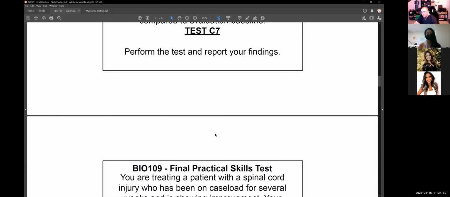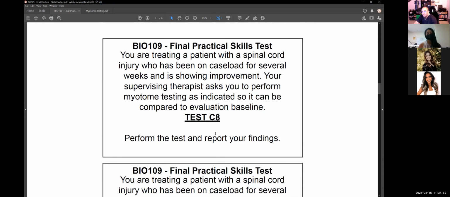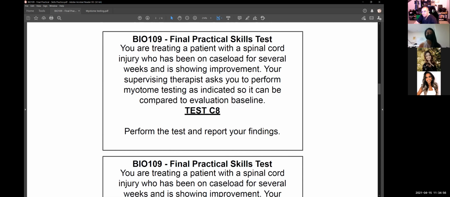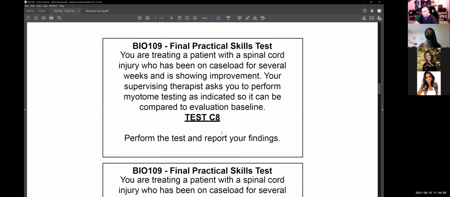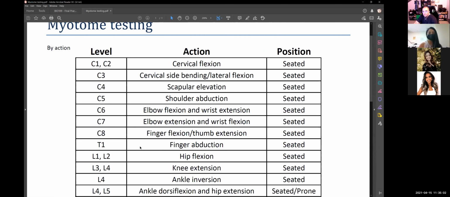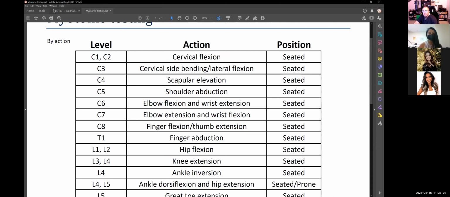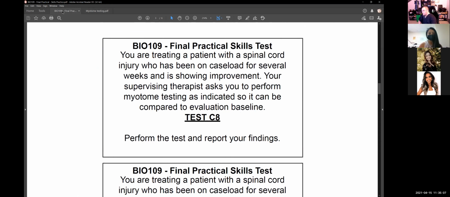So we did C7. Now we got C8. What was C8 again? The finger flexion and the thumb extension. Good, like it says here. So finger flexion, there are a couple different ways you can do this. You can have them supported on the armrest, and have them bend their fingers up, and then you can push down. Or the other thing you can have them do is squeeze your hands.